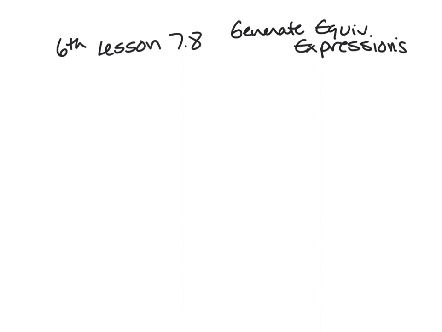Sixth grade lesson 7.8 is generating equivalent expressions. This is a lesson where we're still dealing with combining like terms, but they're going to show us some properties of addition and multiplication that become useful to us. And we learn the names of them.